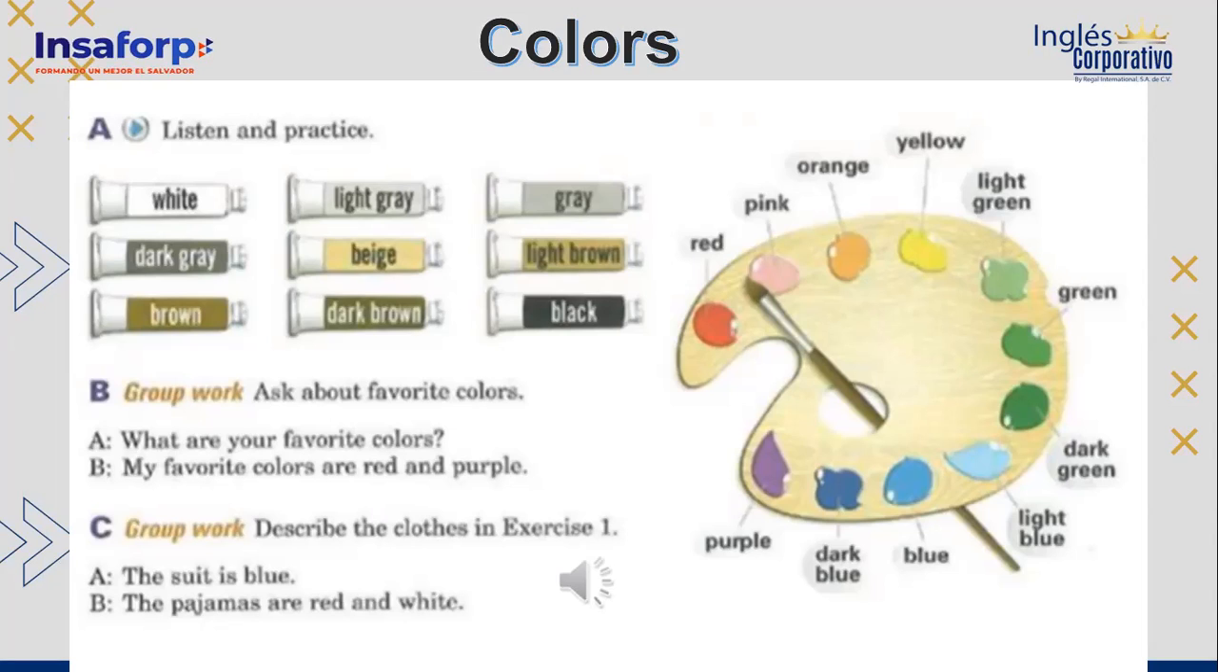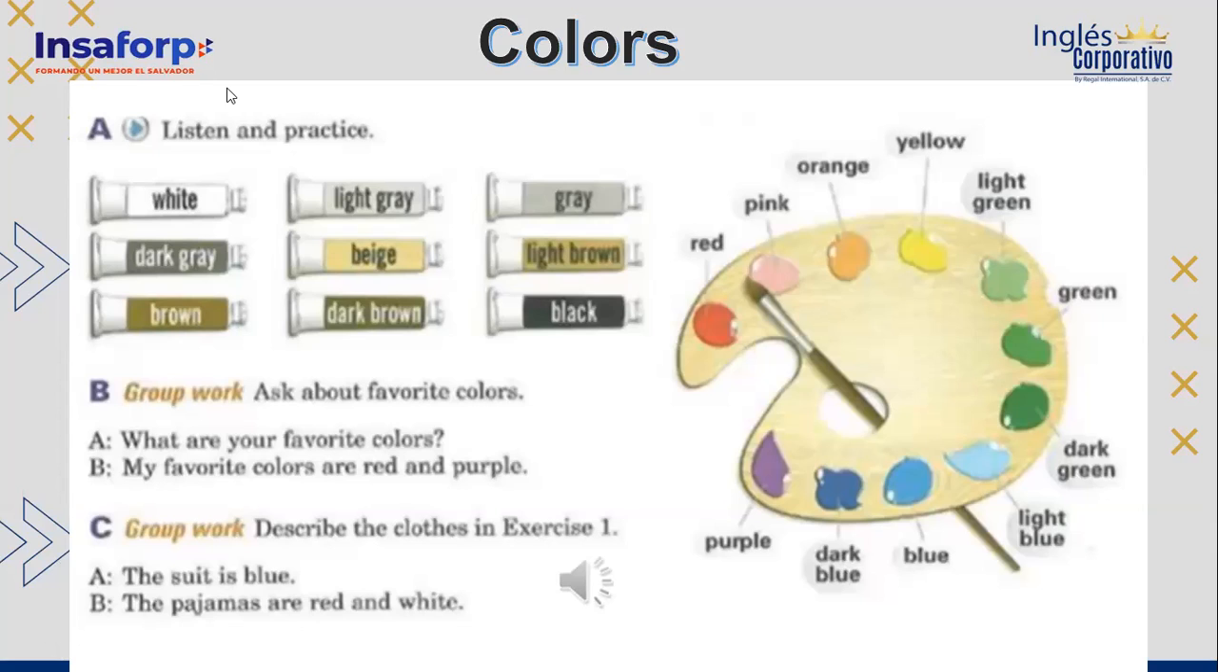What are your favorite colors? De todos esos colores, ¿cuáles son sus favoritos? What are your favorite colors? Any volunteer to answer this question? And the answer is going to start with my favorite colors are, and then you say the colors that you like. What are your favorite colors? The question.